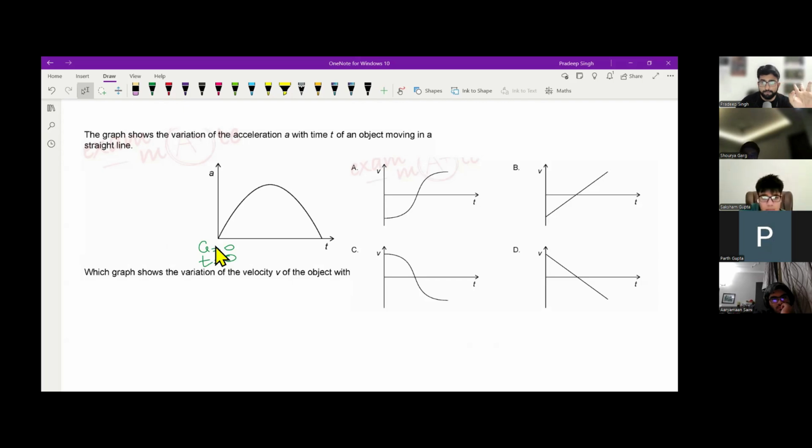That approach is correct, but let's use an even easier approach. So, Parth, tell me, if you have a velocity time graph, how do we get acceleration from that?